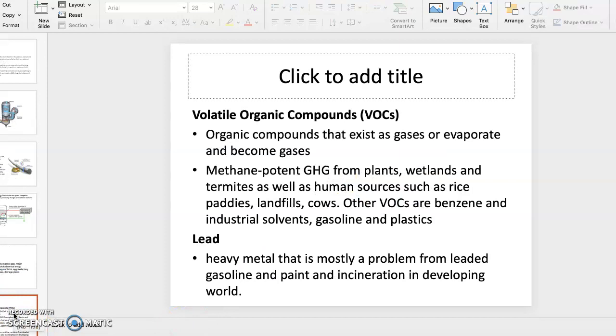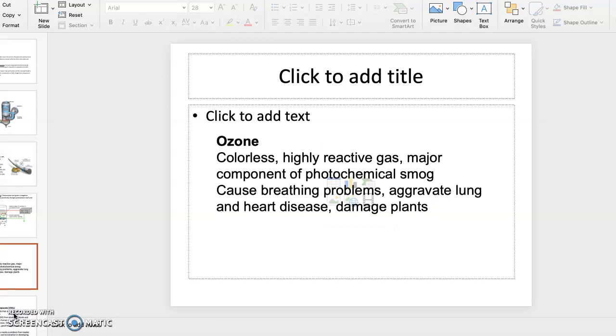So if ozone is a major component of photochemical smog, how can we reduce the amount of it? We can reduce our emissions into the atmosphere. That will create less ozone in the atmosphere close to the earth.